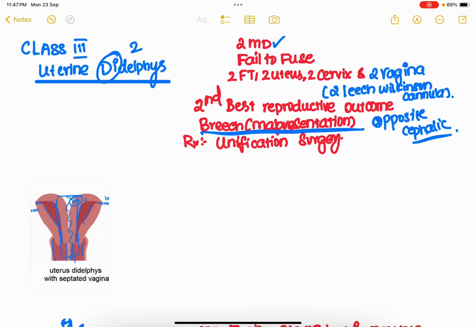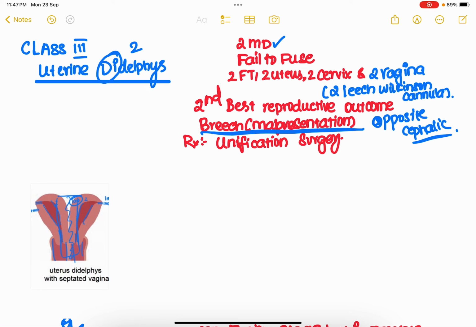present, and 2 fallopian tubes are going to be present, and 2 cervices are going to be present. So ideally, you need to introduce 2 separate Leach-Wilkinson cannulas, and you have to give the dye through the 2 separate cannulas, which are inserted in 2 separate vaginas. So the only uterine malformation which is associated with 2 vaginas is going to be uterine didelphys, and the problem here is the failure of fusion of the Mullerian ducts.